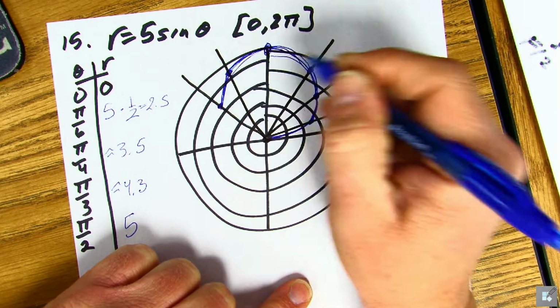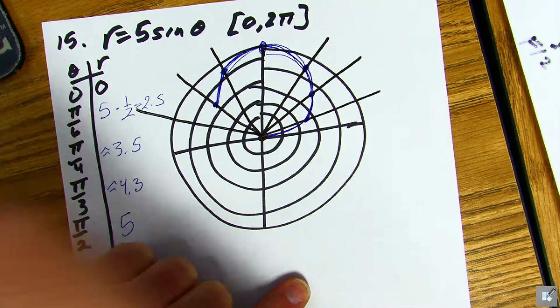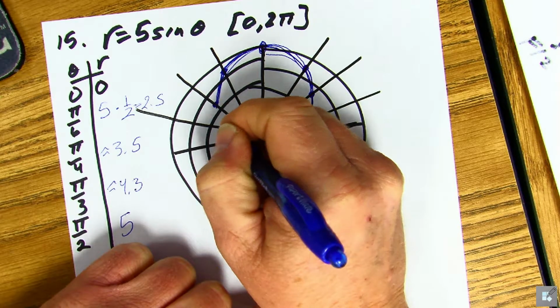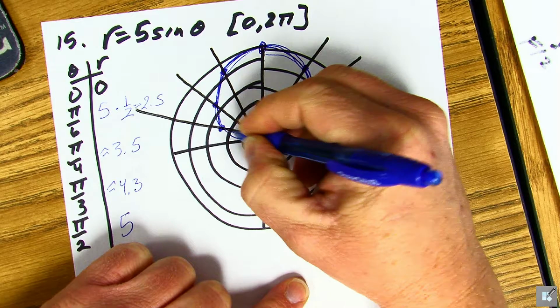So it's coming to there. And then at 5 pi over 6, it's coming back. Yep, we'll see you later. Thank you. 2.5, yep. And then we're going to get back to 0. So now we're right there.